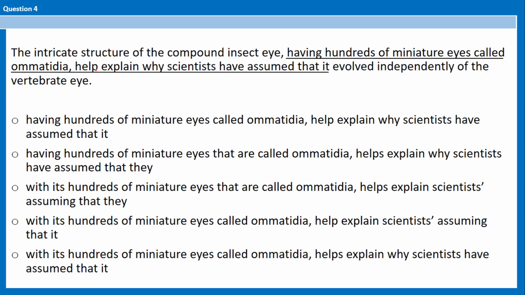Question number 4. Again, focus on finding the subject and the verb. Okay? There is always a main subject and a main verb. If there isn't, then there is something wrong. For example, here, the subject is the intricate structure of the compound insect eye. The intricate structure, that's the subject. Of the compound insect eye is a prepositional phrase. Then you have a modifier between commas. Having hundreds of miniature eyes called omnatidia is a modifier.